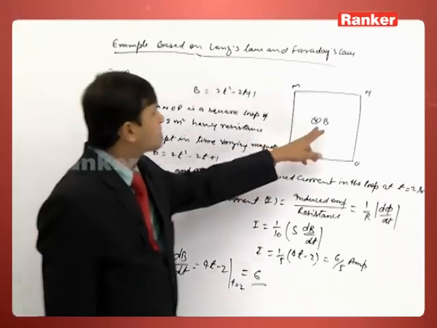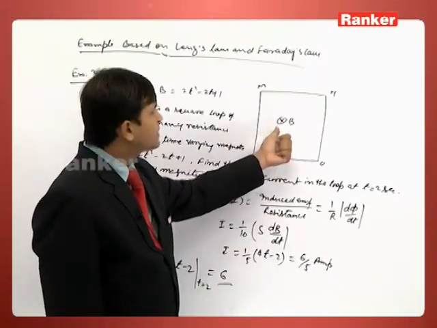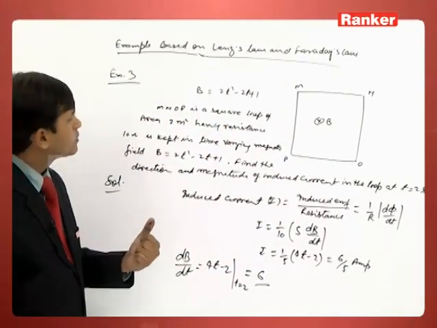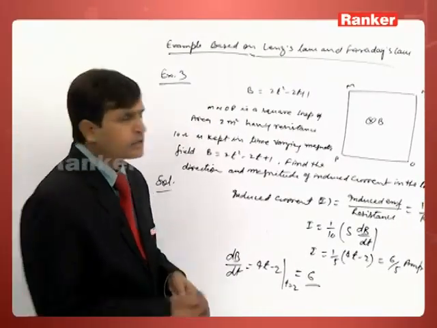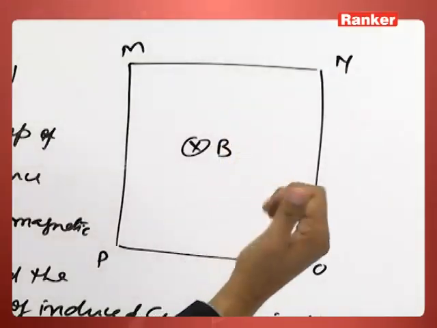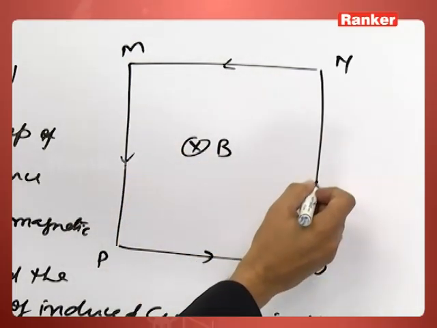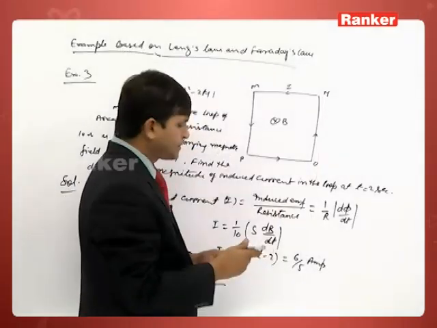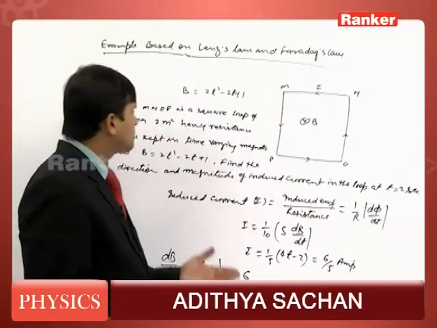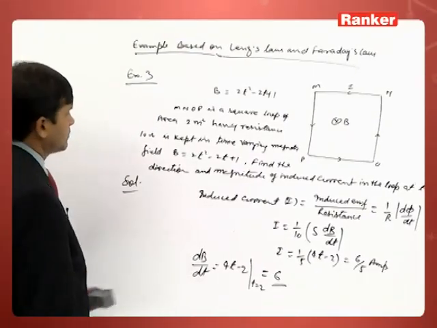Positive means the magnetic field is increasing, the inward magnetic field is increasing. So the induced current will be such that it tries to decrease that magnetic field. To decrease it, the field should be opposite to that. Opposite means outward direction. For that, the current should be in the anti-clockwise direction. So this is the direction of current, and the magnitude of current is 6 by 5 ampere. In this manner we can solve the problem based on this. Let's see another example.